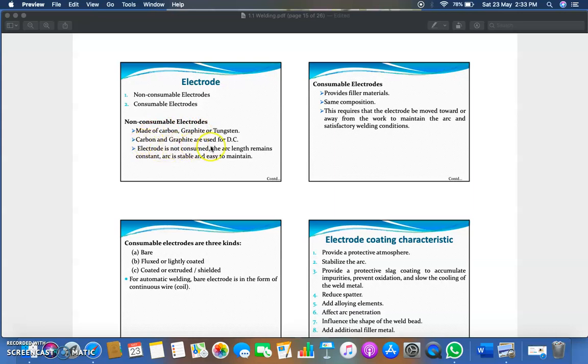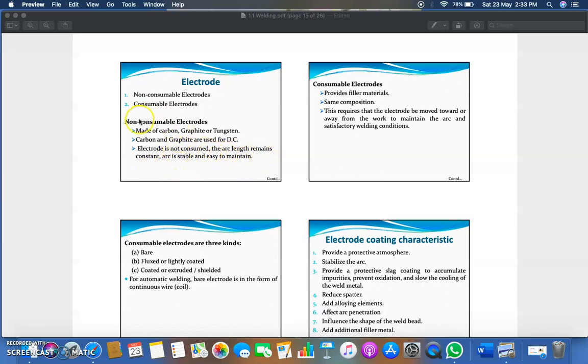Carbon and graphite are used for DC, means direct current. For the DC welding method, if you are using a non-consumable electrode, then you should go with carbon and graphite. The electrode is not consumed, so the arc length remains constant and the arc is stable and easy to maintain.